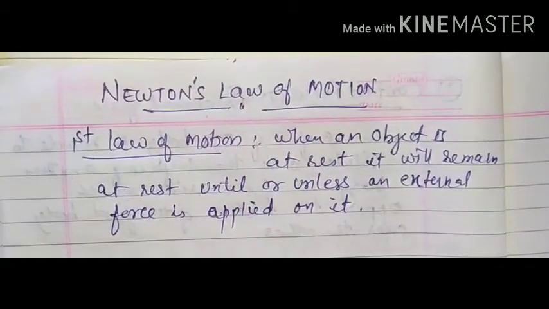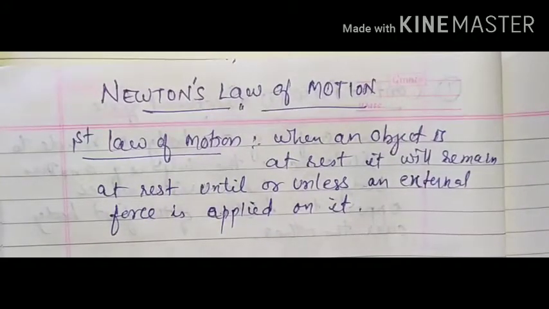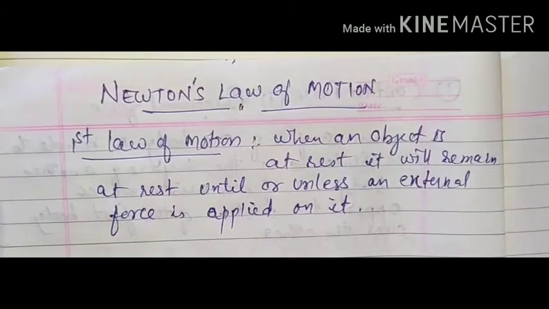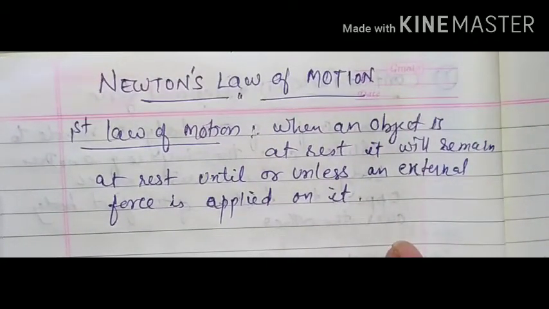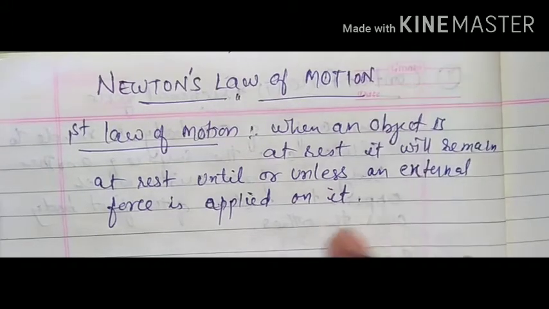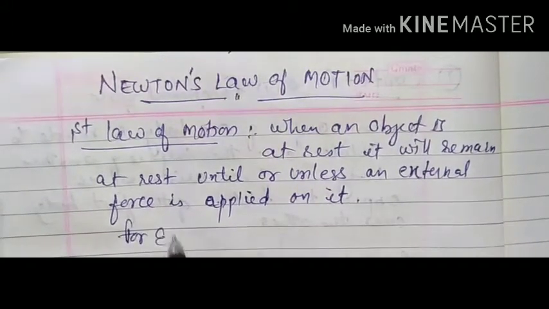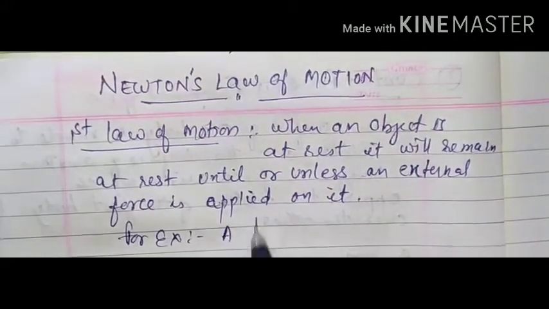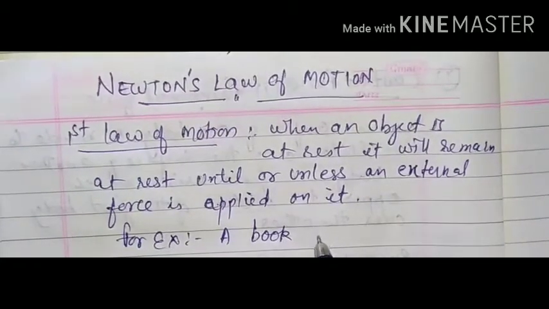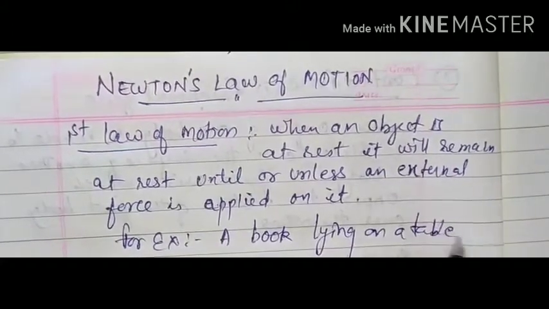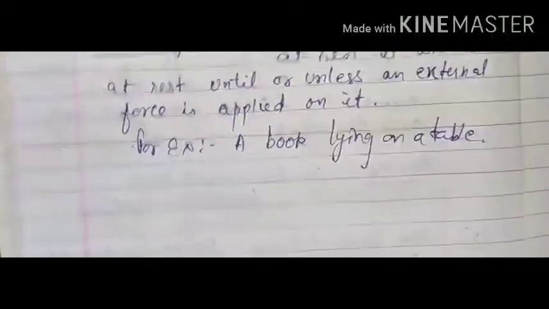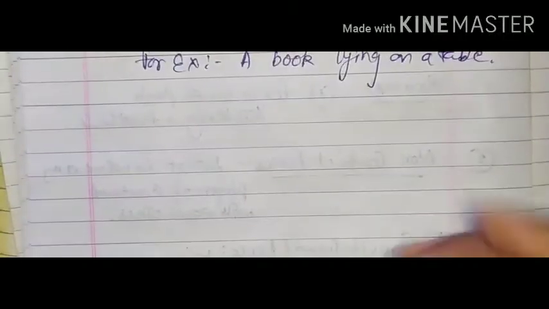When an object is at rest, it will remain at rest until or unless an external force is applied on it. For example, a book lying on a table is in a state of rest. It will remain so until it is picked up or moved from one position to another. It's an example of Newton's law of motion. Okay, got it?